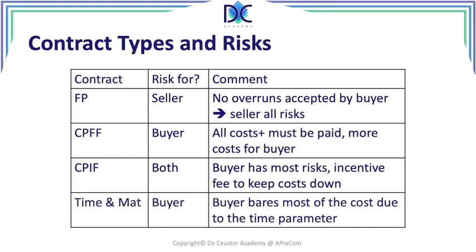And last, we have time and material. Here the risks are typically for the buyer. The buyer bears most of the cost due to the time parameter. So that was it about the different contract types, what different contract types you can find, and you can identify which type of the contract would be the best for your project. It's very important to understand what those different types of contracts are and who is in fact having the risk.